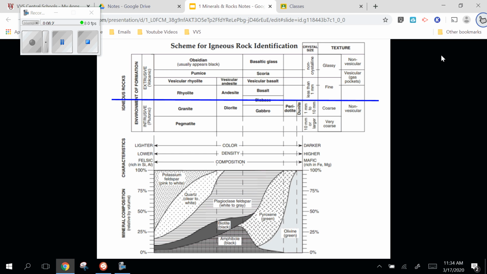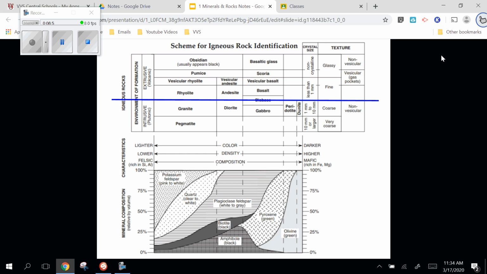General characteristics, anything on the left is considered light color, low density, felsic composition. Anything on the right side is generally considered dark color, high density, mafic composition. And again, the exception to that is obsidian up at the top left, where obsidian is felsic, but it's a dark black color. And then down at the very bottom is the specific mineral composition.